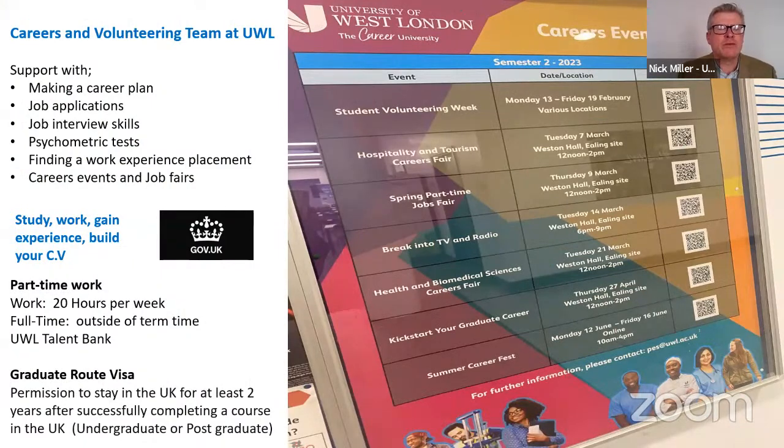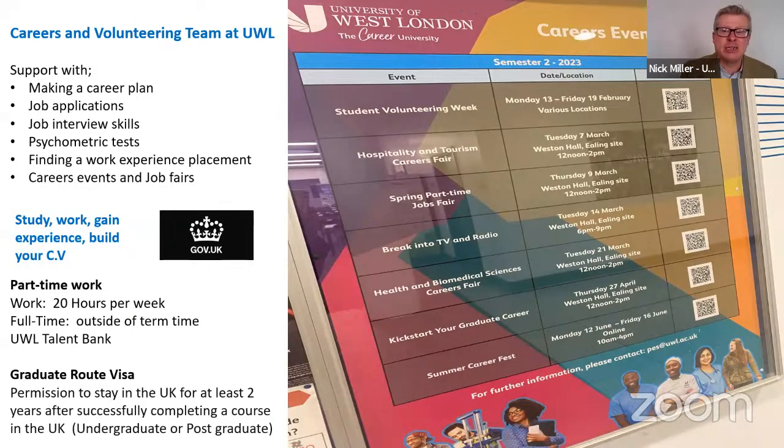The other support service I'd like to mention is that we've got a very good team who are dedicated to careers and volunteering. As a student, we want you to gain some skills and experience. Of course, we can help you find part-time jobs and prepare you for interviews. We run our own job fairs.